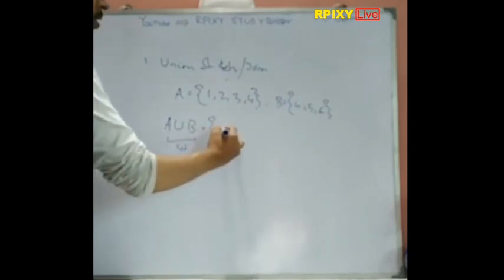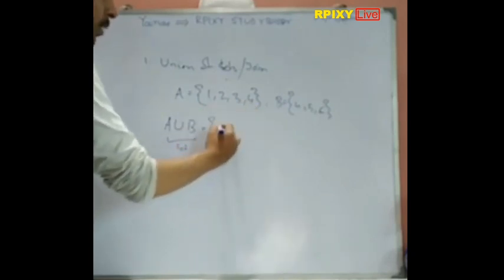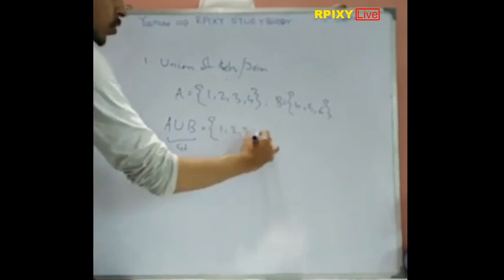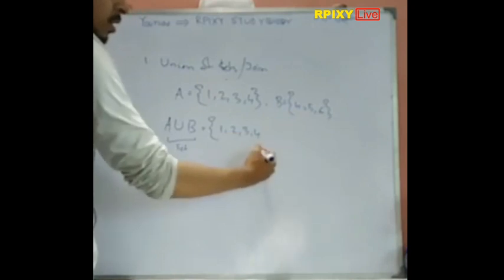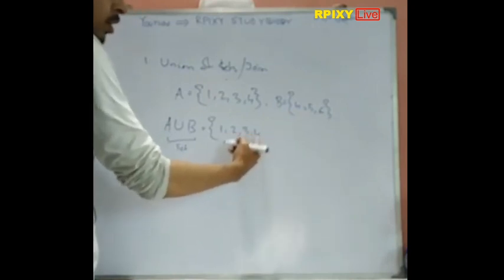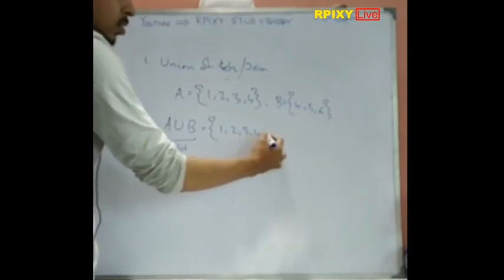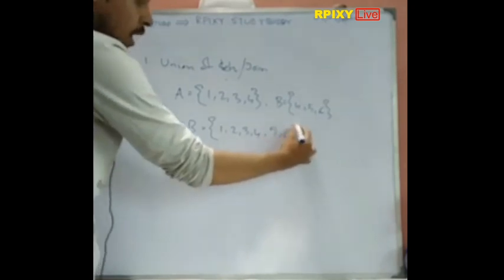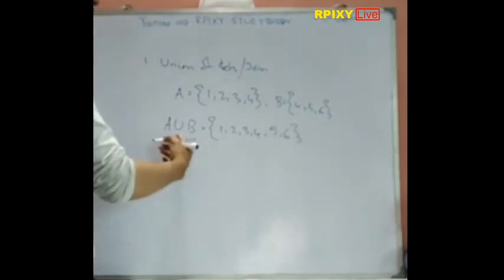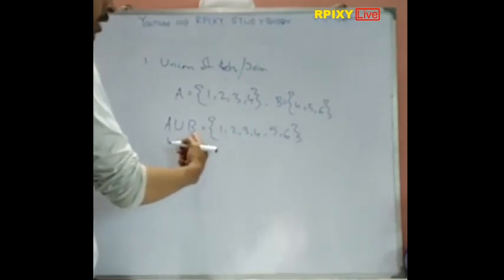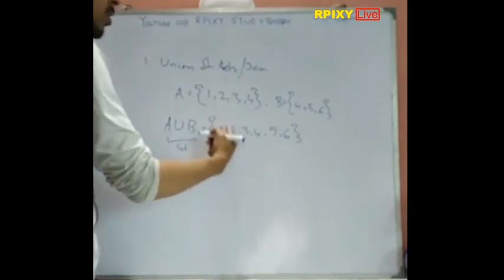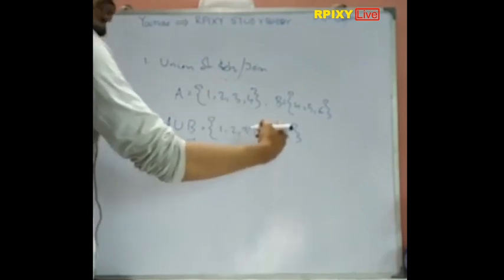Okay, so from A what are the elements? 1, 2, 3, 4, and from B what are the elements? 4, 5, 6. So you can't write 4 again because you have already written it. So 4, 5 and 6. This is the union of A and B, whose elements are the elements of A as well as the elements of B.